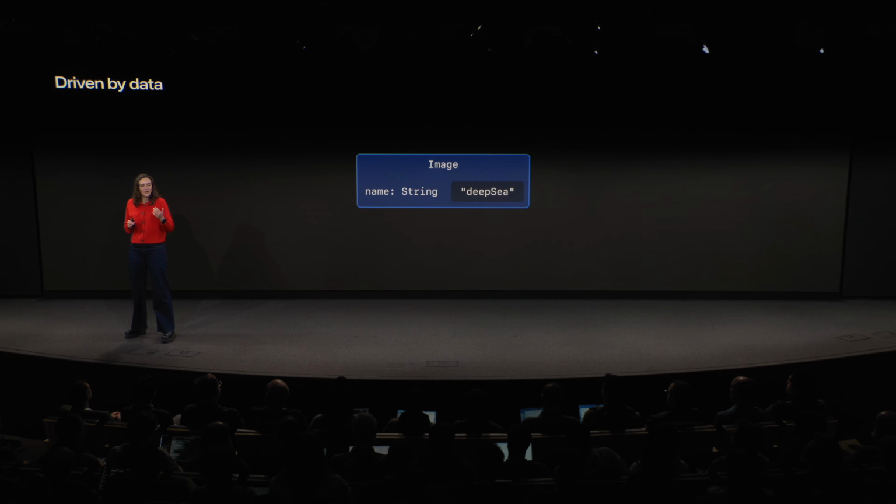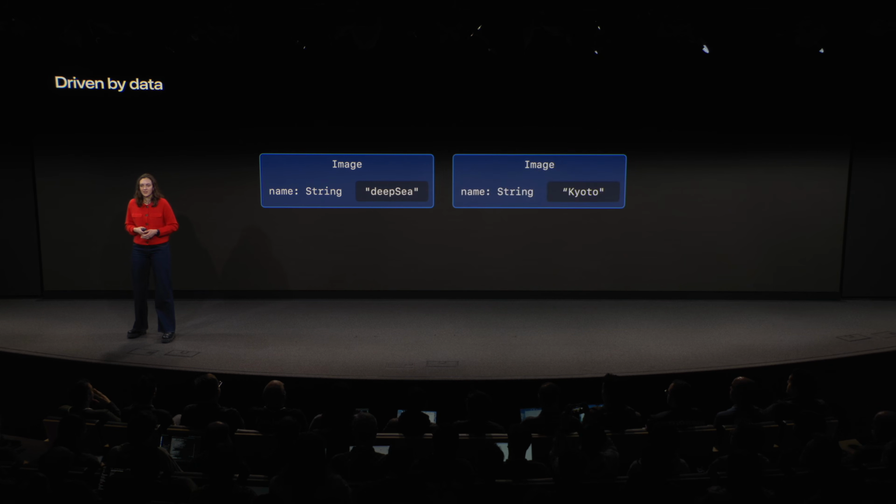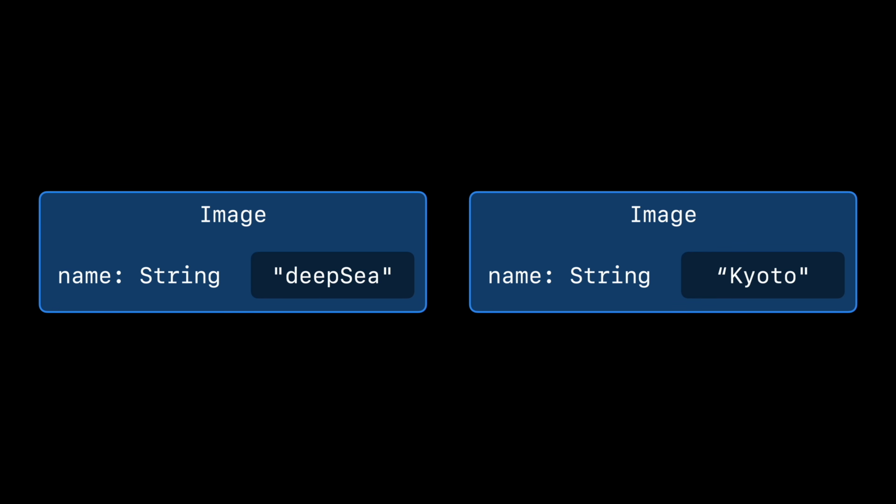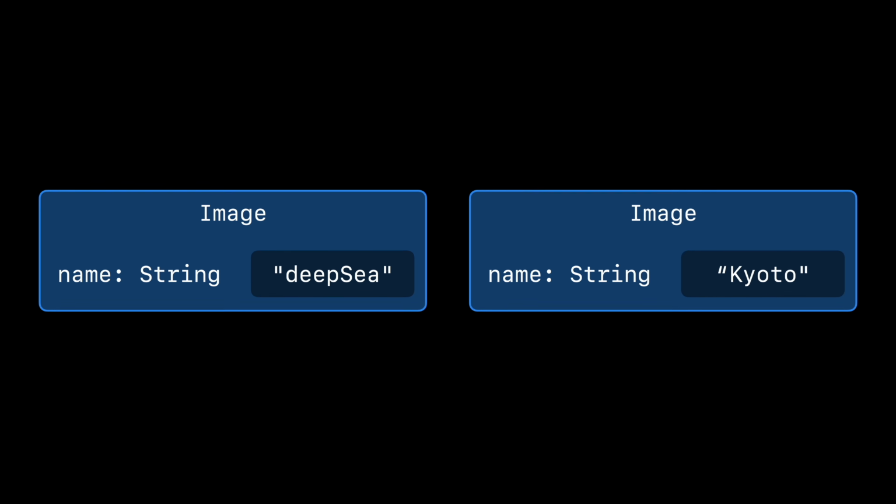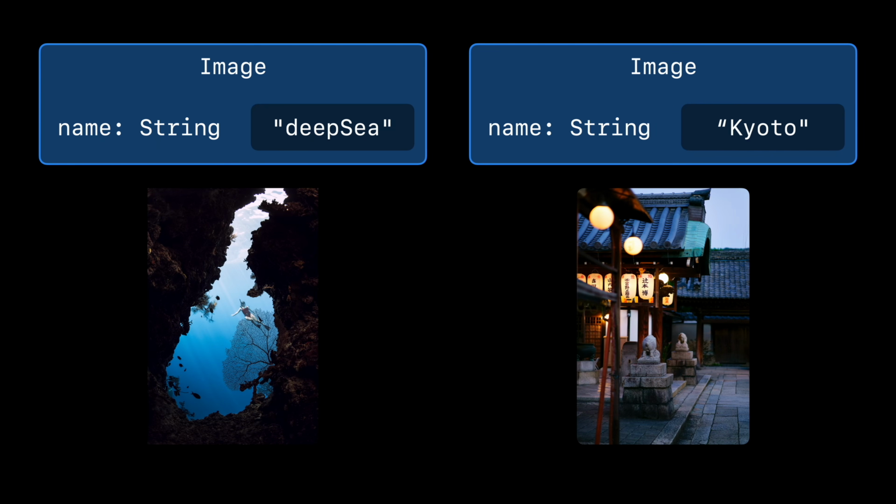For instance, in my app, I've been focusing on the deep sea, but I also need another image of Kyoto. This is another instance of a view, but this one has a slightly different value. The name of the image, Kyoto, is different from deep sea. SwiftUI takes these image views, which have different values because of the image names, and it produces different images.